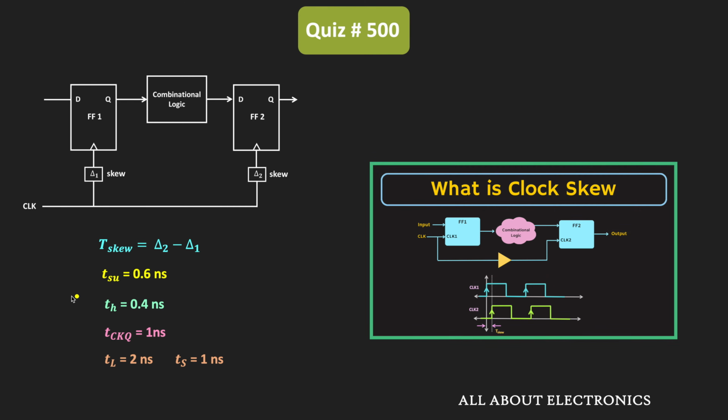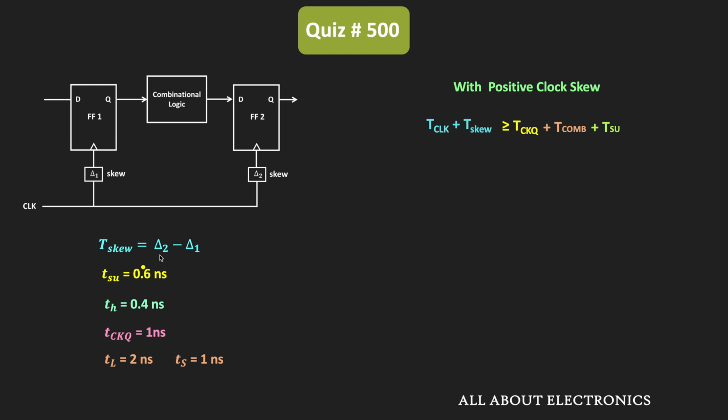In the recent video on clock skew, we have seen that whenever the clock skew is positive, that means this delta 2 minus delta 1 is positive, then the equation for the minimum required clock duration can be given by this expression. That means T clock plus T skew should be greater than or equal to TCKQ plus Tcom plus T setup. Or in other words, T clock should be greater than or equal to TCKQ plus Tcom plus T setup minus T skew. So with the positive clock skew, we have seen that the minimum required clock duration reduces.